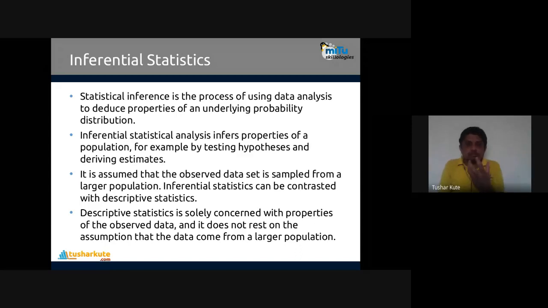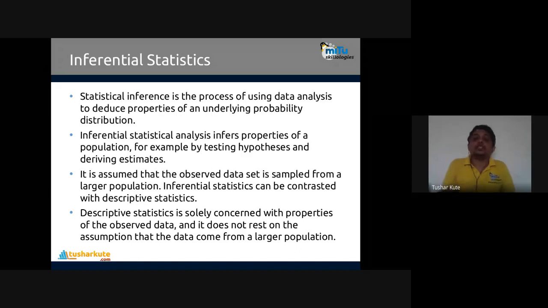Hypothesis means I'm putting forward some theory. I may think that this may happen, and that is a hypothesis, and then deriving some estimates from it. Using a mathematical model of the data, we can derive some estimates. So it is assumed that the observed data set is sampled from the larger population. Inferential statistics can be contrasted with descriptive statistics. Descriptive statistics is solely concerned with properties of the observed data, and it does not rest on the assumption that the data comes from a larger population.